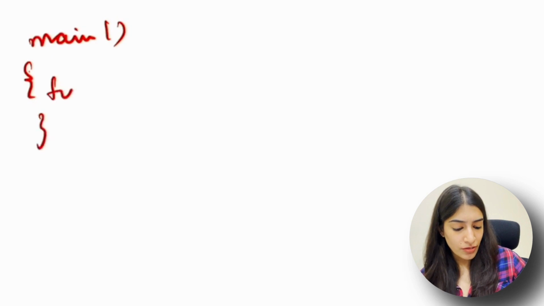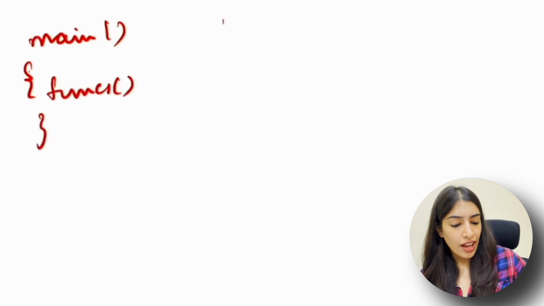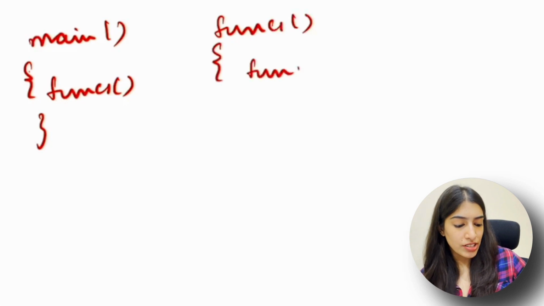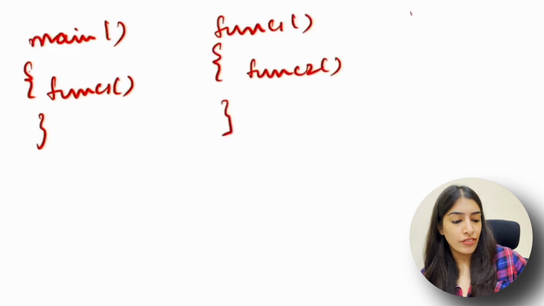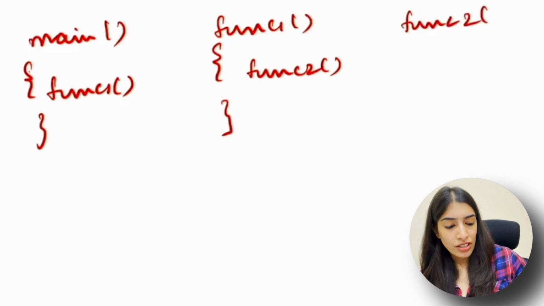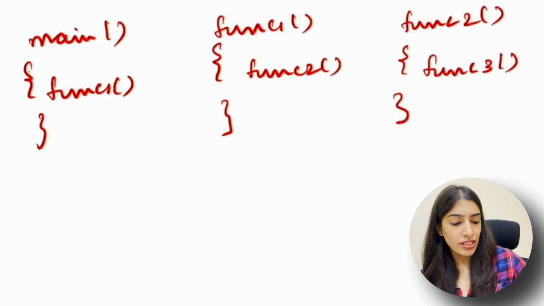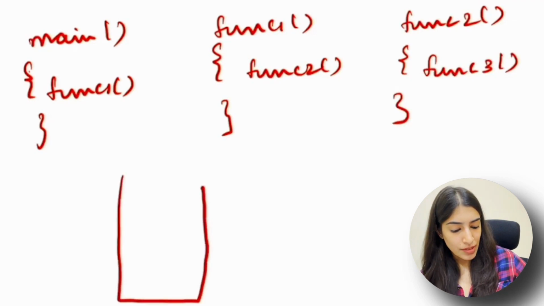Suppose there was a case where from my main, I am calling function 1, and my function 1 is actually calling my function 2, and from my function 2 I am calling my function 3. This is how my code looks. Now what will happen is, this is my stack.